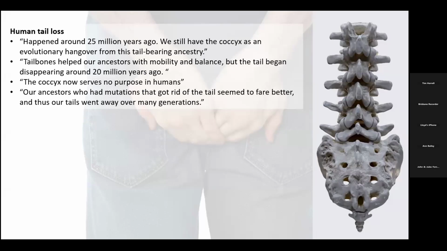The coccyx now serves no purpose in humans. Coccyx doesn't serve a purpose in humans, guys. What's it there for? Our ancestors who had mutations that got rid of the tail seemed to fare far better, and thus our tails went away over many generations.